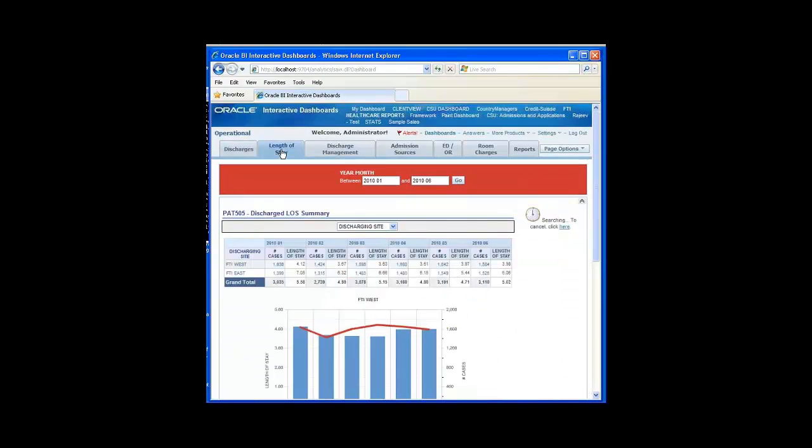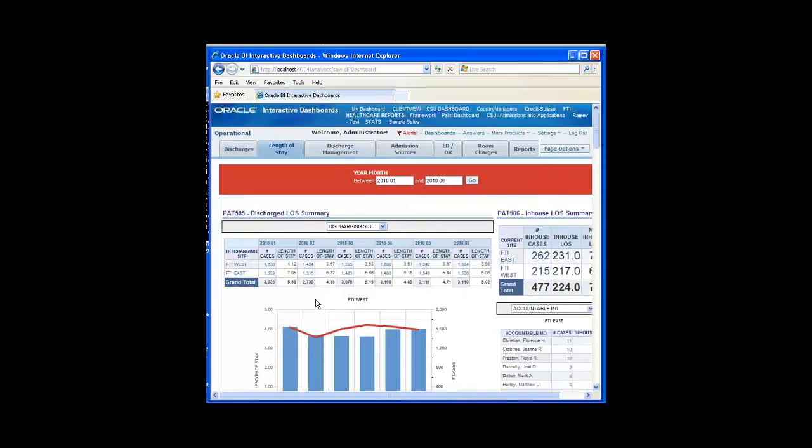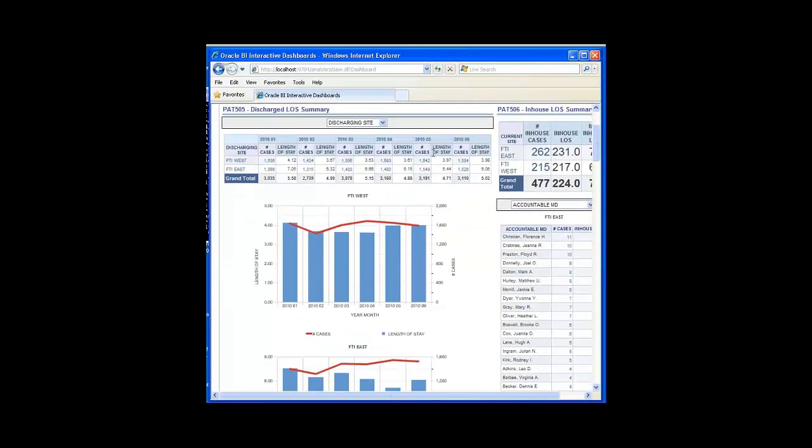I'm going on to the length of stay dashboard page. And so on the left-hand side, I have discharge length of stay. Okay. So for that 6-month period, by hospital, what my length of stay was by month. So I'm showing it in 2 ways here. I'm showing it in a tabular fashion here, and then below that in a graph. So the bars represent the length of stay, and the line represents the number of cases for that particular period.